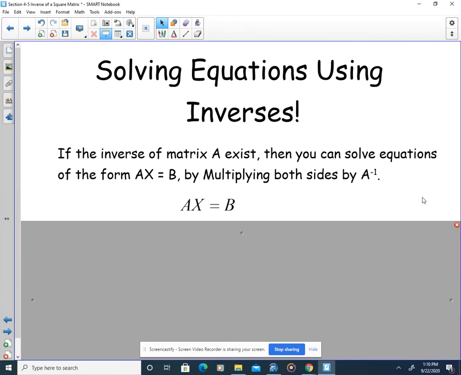Today we're going to be solving equations using matrices and their inverses. So if you have an equation that's in the form A times X equals B, where A, X, and B are matrices, we can solve for X by using the inverse of A.